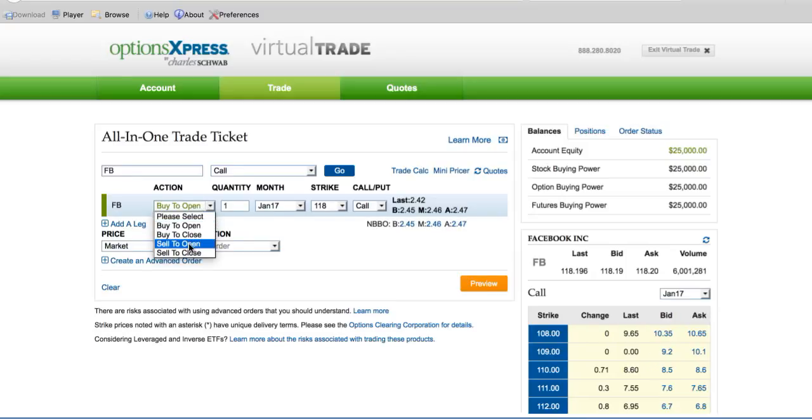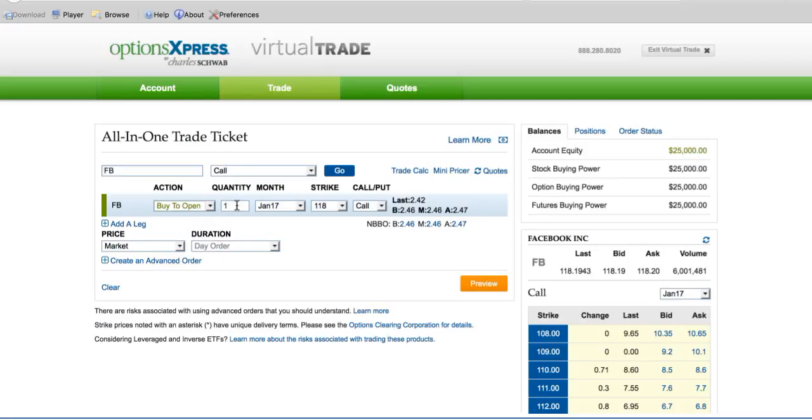Again, there's other strategies that you can do with buying to close or selling to open. But for the sake of just buying calls and puts, you would buy to open. Just remember that. It's very important. Buy to open, and if you were to sell a position that you had, so if you owned a call or put on Facebook, you would sell to close. So it's buy to open and sell to close. Everything else is a completely different strategy.